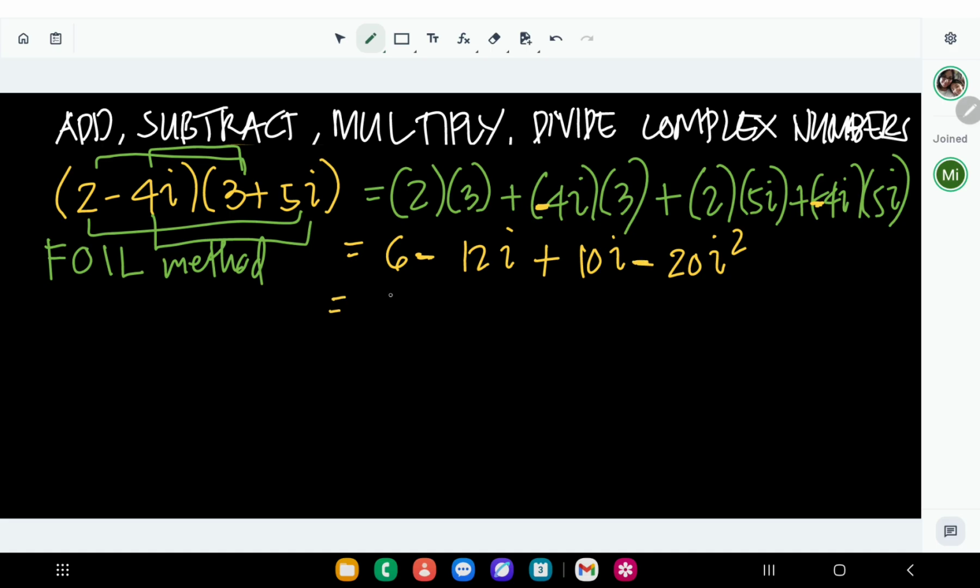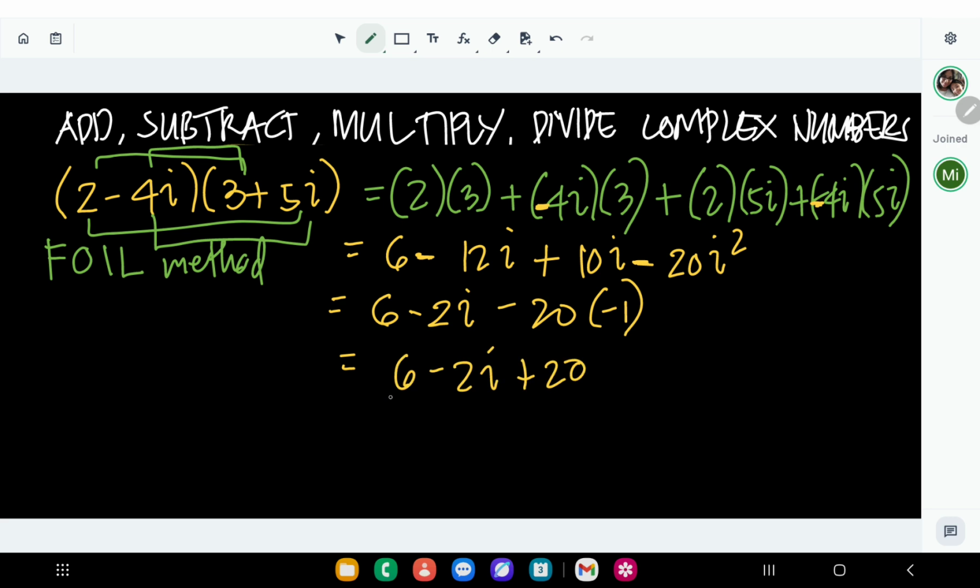So this is just 6. We group like terms. -12i goes with 10i, so -12 plus 10 is -2i. Minus 20 times i squared, which is -1, so this is just 6 minus 2i plus 20. Then we simplify further because 6 and 20 are like terms. So 6 plus 20 is 26 minus 2i. So this is our final answer.